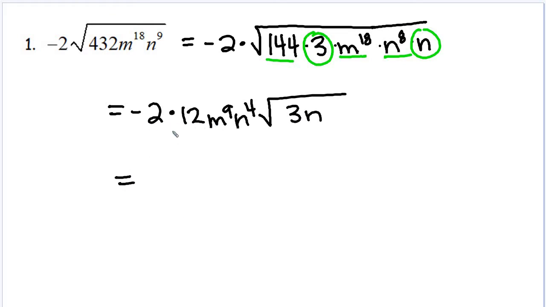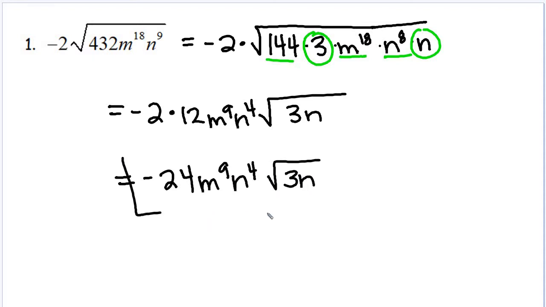So the last thing that we have to do is do that multiplication. Be very cautious that you put a multiplication symbol there so that you remember this notation is the same whether there's a multiplication symbol there or not. But sometimes just putting it there will help you remember that you're supposed to multiply. So it'll be -24 m to the 9th, n to the 4th, square root of 3n. And that would be my final answer.